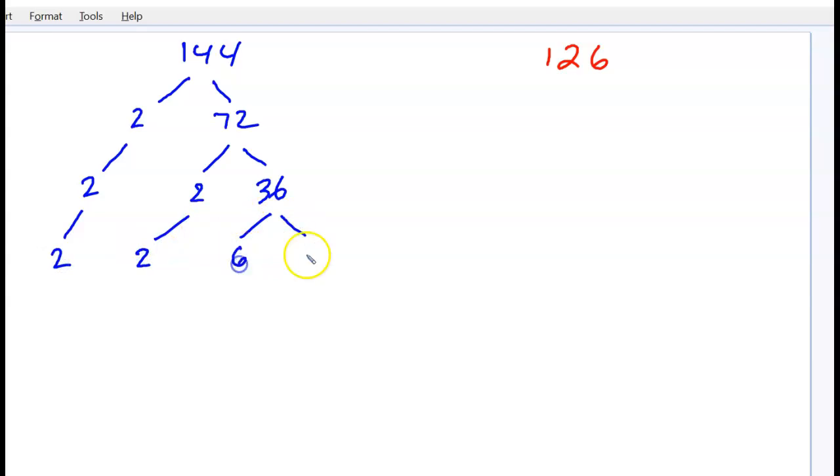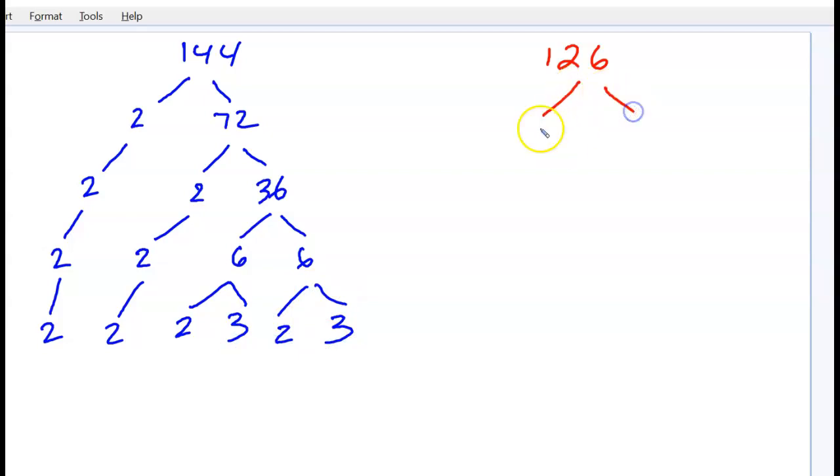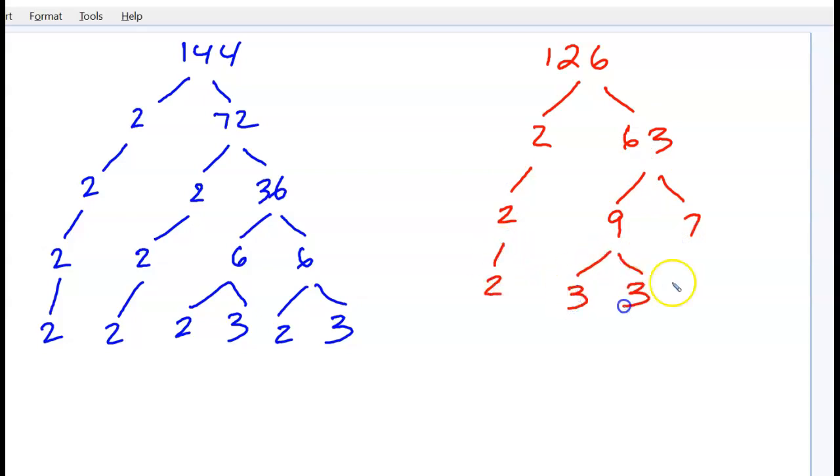36 can be broken down into 6 times 6. And 6 is 2 times 3, and 2 times 3. So there's your prime factorization of 144. For 126, it's going to be 2 times 63. And 63 is 9 times 7. And 9 breaks down into 3 times 3.